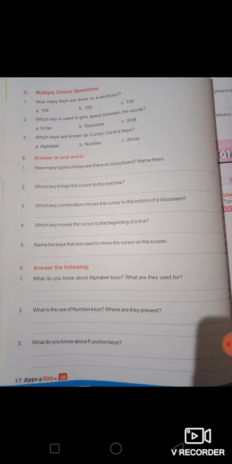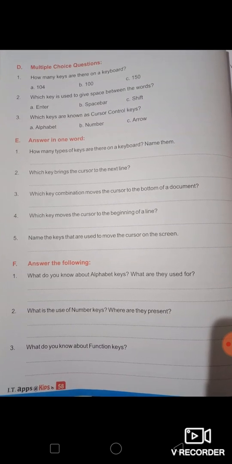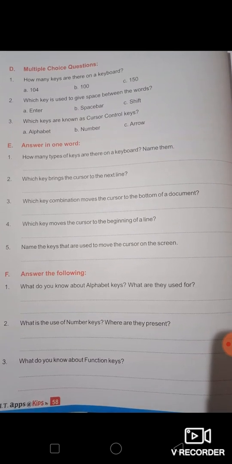Okay, now let's come to one word answers. Although in the first question we can't complete the answer in one word only, because they are asking how many types of keys are there on a keyboard, and then they are asking to name them. If we write the names of all types of keys, it will exceed one word, right? So let's find the answer. How many types of keys are there on a keyboard? There are 5 types of keys present on the keyboard. Alphabet keys, number keys, third is special keys, fourth are function keys, and fifth are navigation keys.